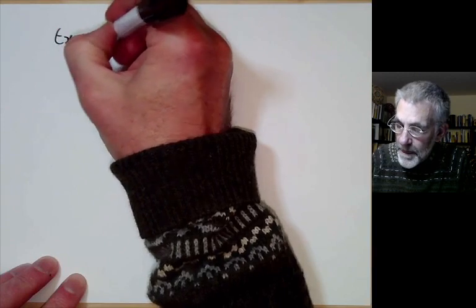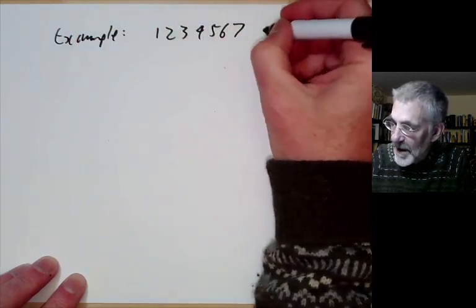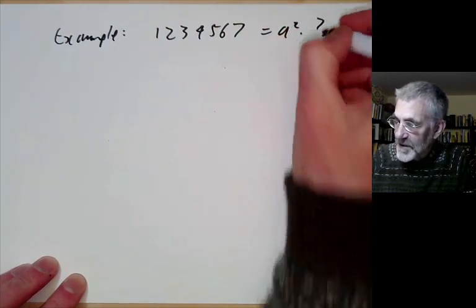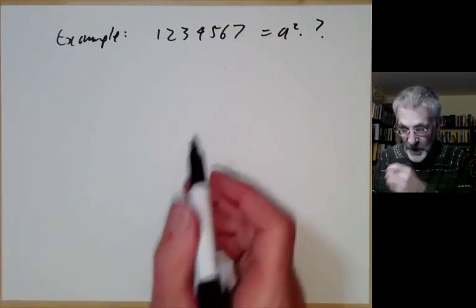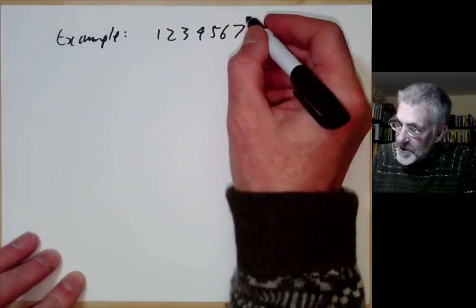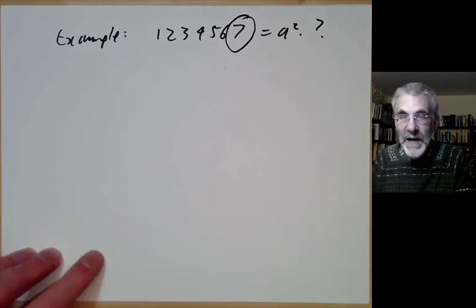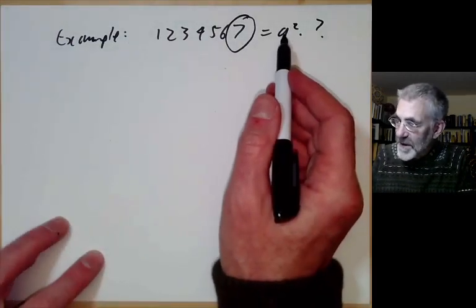So another example is 1, 2, 3, 4, 5, 6, 7, a square of an integer. And there's a very quick way of dealing with this. We just notice that the last digit is 7, and the last digit of a square can never be 7. And let's try and think why this is.